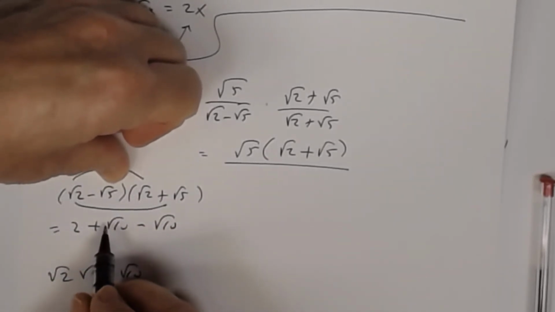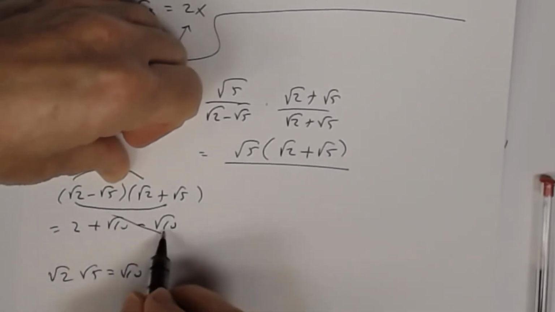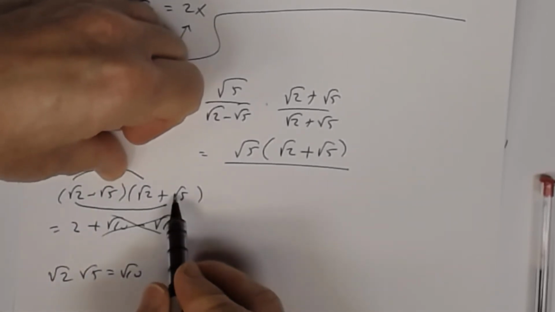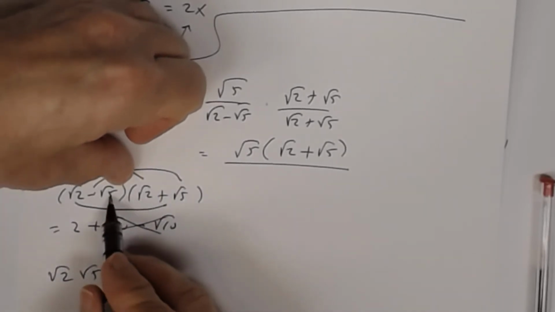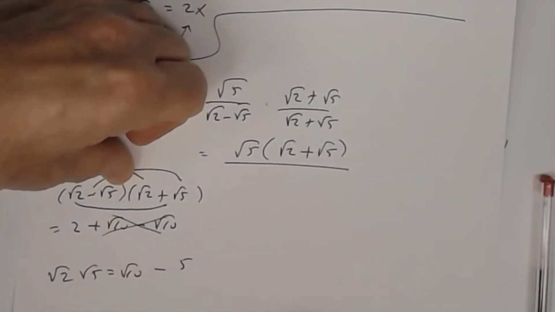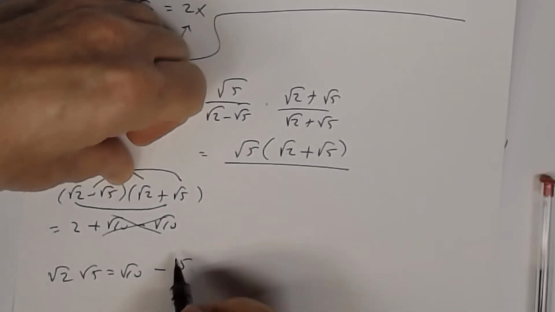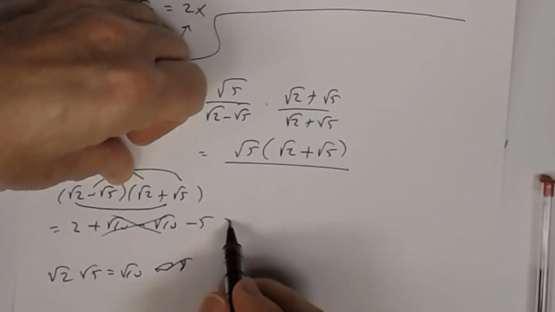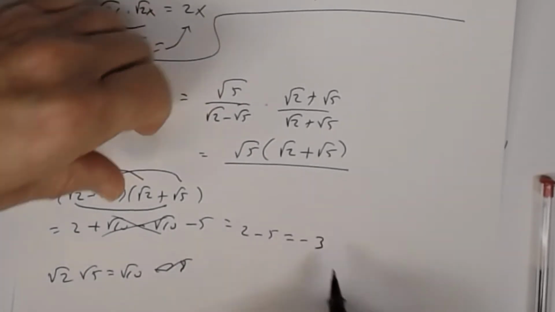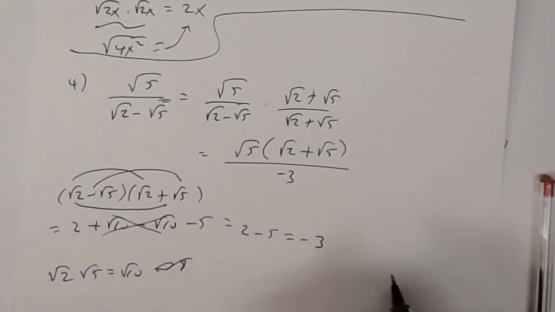And then a positive 1 square root of 10 and negative 1 square root of 10 is 0. And then you look at the last now: a negative times a positive is a negative. The square root of 5 times square root of 5 is 5, right here, right? All right, and so now I get 2 minus 5, which is a negative 3. So this becomes a negative 3 right here.